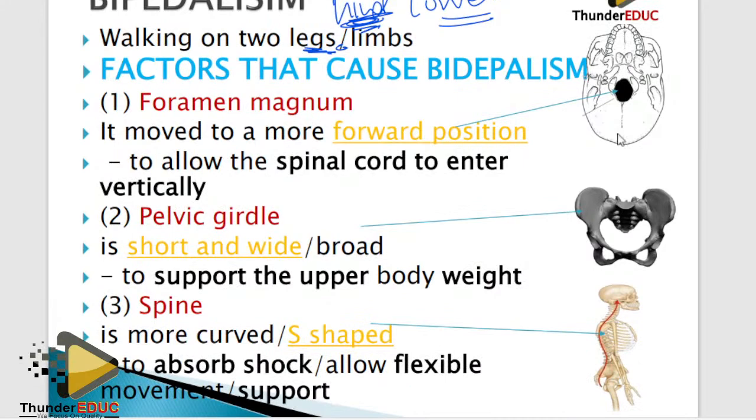Factors that affect bipedalism, please know them: position of foramen magnum, the shape of the pelvic girdle, and then the shape of the spine. S shape allows flexibility. I explained this very well. The pelvic girdle is short and wider to support the upper weight. The position of foramen magnum is in forward position to allow the spine to connect vertically.